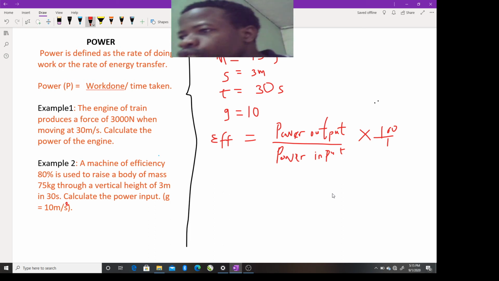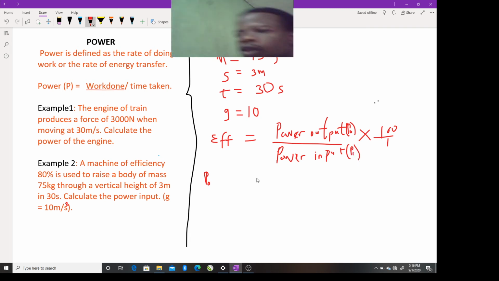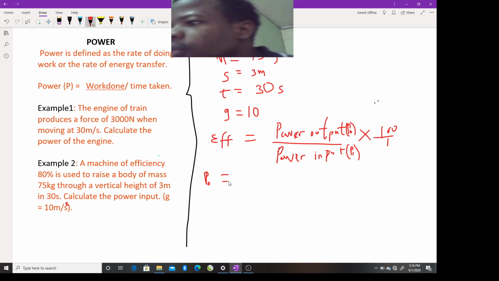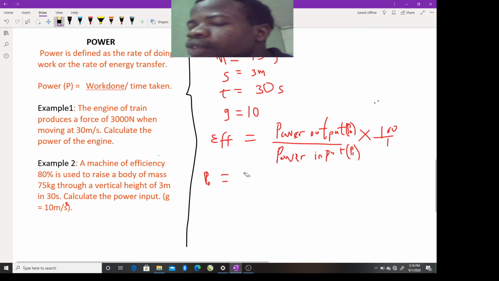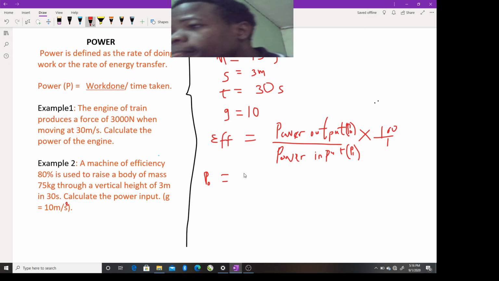So if you add this now, we start with what's our power output. I think we can calculate our power output because this body is of mass 75 kilogram. Don't forget, power output is denoted by P naught, while power input is denoted as P1, just for ease. So P naught will be what? Power means what? Let me start from force. If there's no energy, if there's no work done, there's no power. So we start with work done.